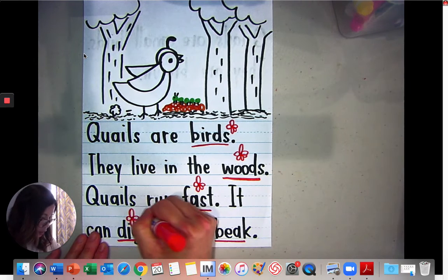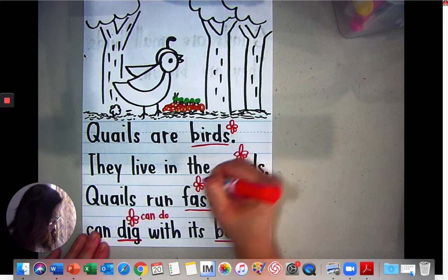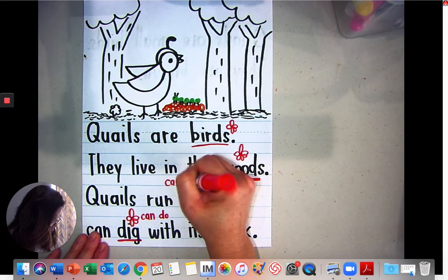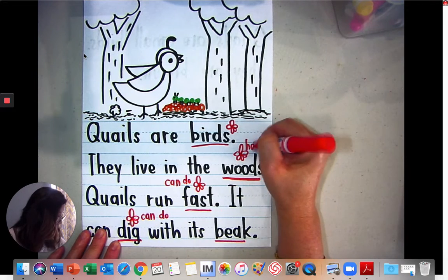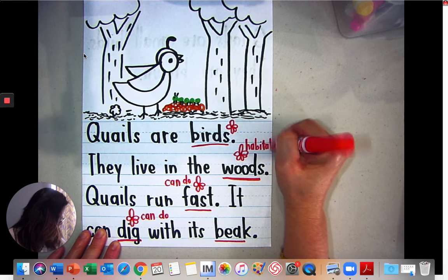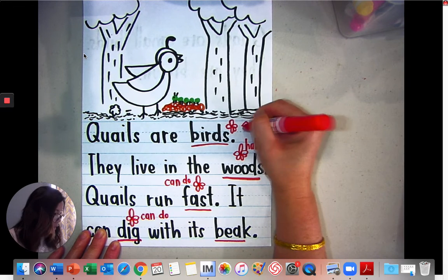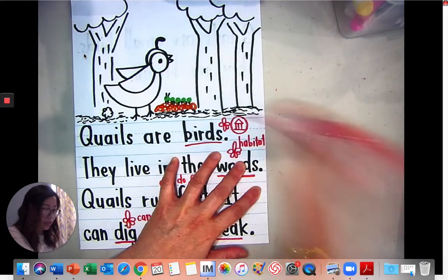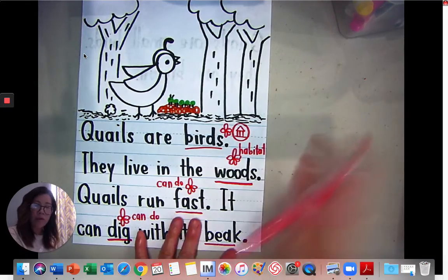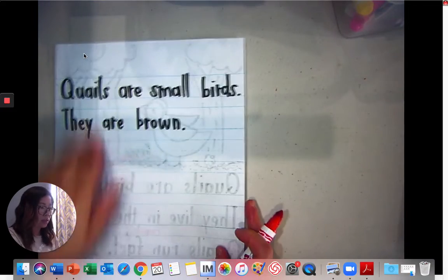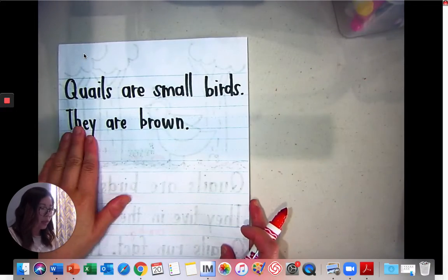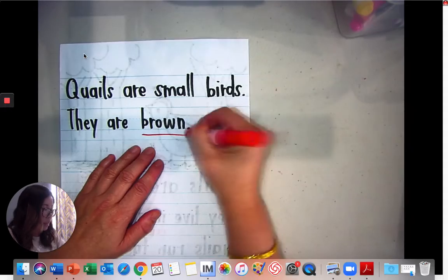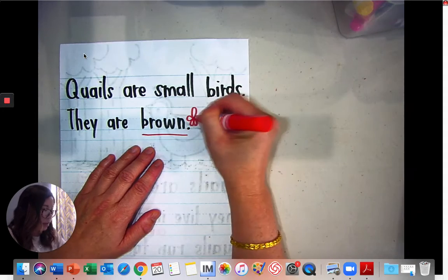So can do. Here's another one, can do. This one's about the habitat. And this one's the big idea to tell you what kind of animal this quail is. And then when I flip it over, I'm going to check and it says quails are small birds. They are brown. So this is again another detail about quails.